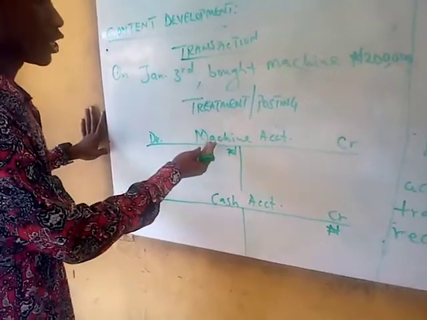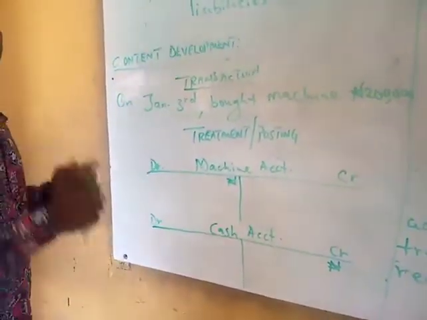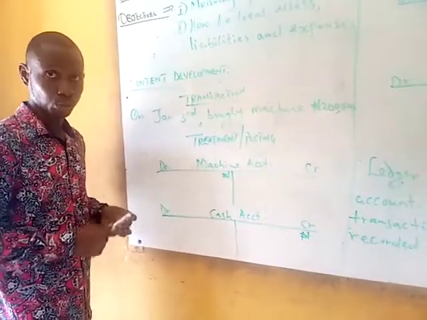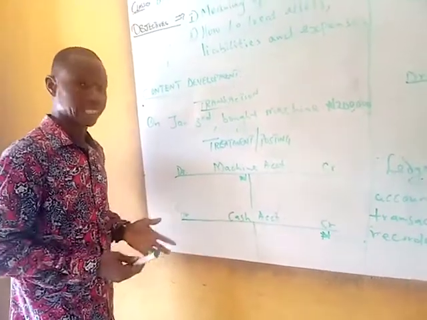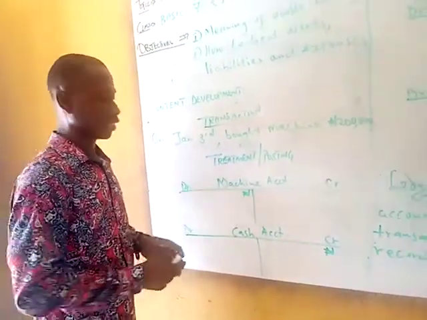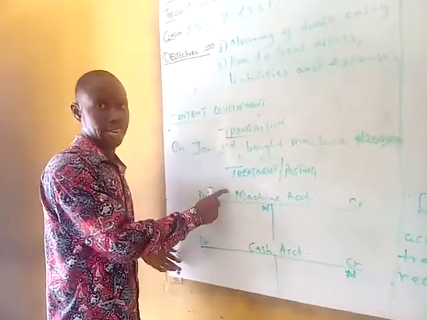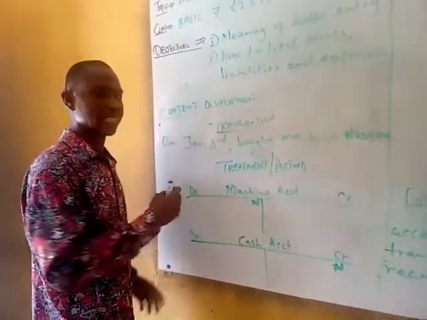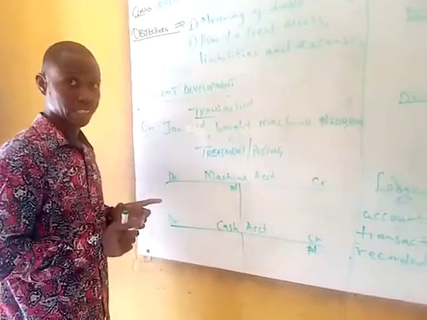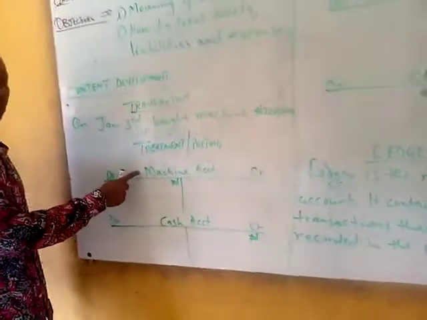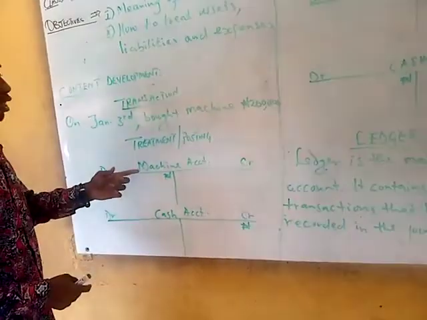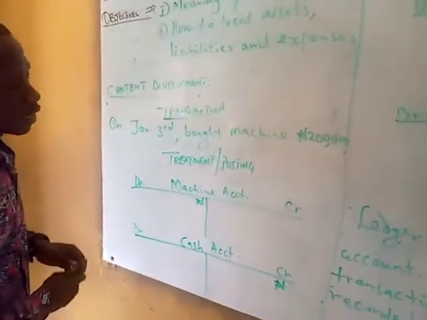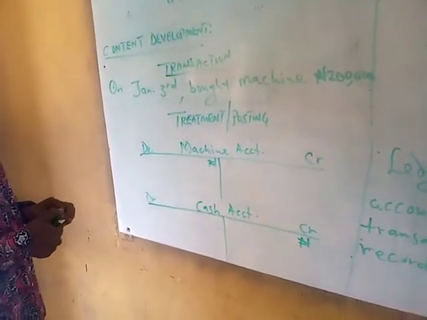Now we say, why do we use machine account? Anytime you are buying an asset that is not for reselling, if it's to be used by the company, in that case we put the name of that very asset and open an account for it. You don't use purchase. But when you buy anything to resell, in that case you use purchase account. But since the machine, we are going to use it, so we use the machine account as the title of the account. So from here we say bought machine of 200,000 naira.